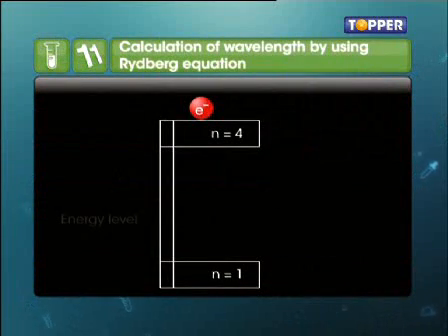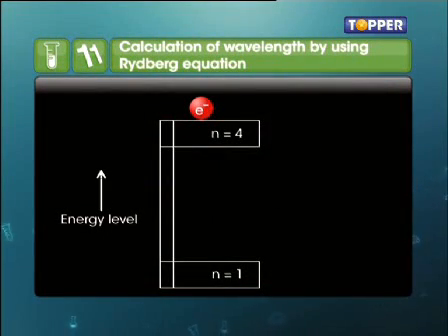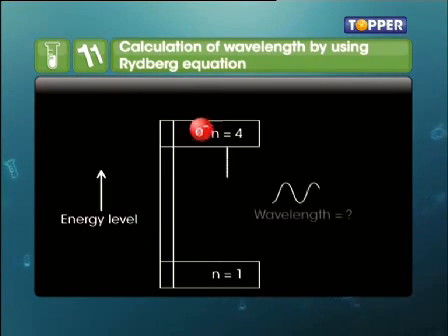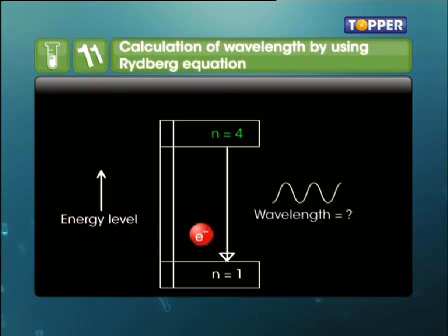Now, let's take an example to get a clear picture. What is the wavelength of light emitted when the electron in a hydrogen atom undergoes transition from energy level with n equal to 4 to energy level with n equal to 1?